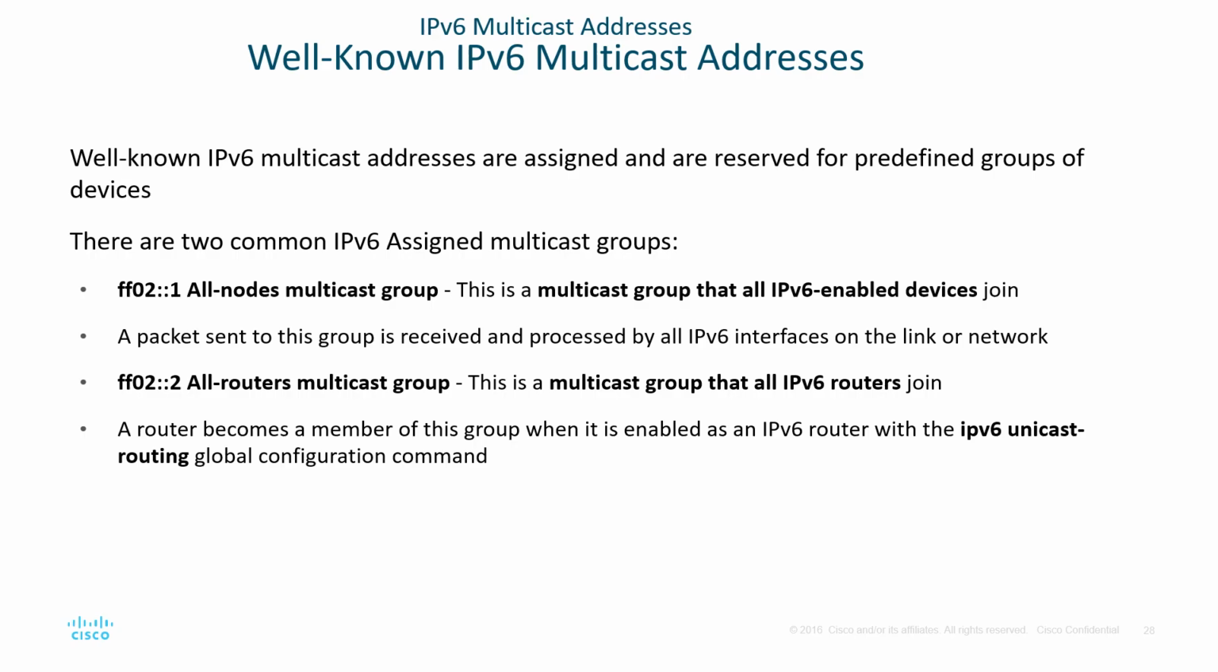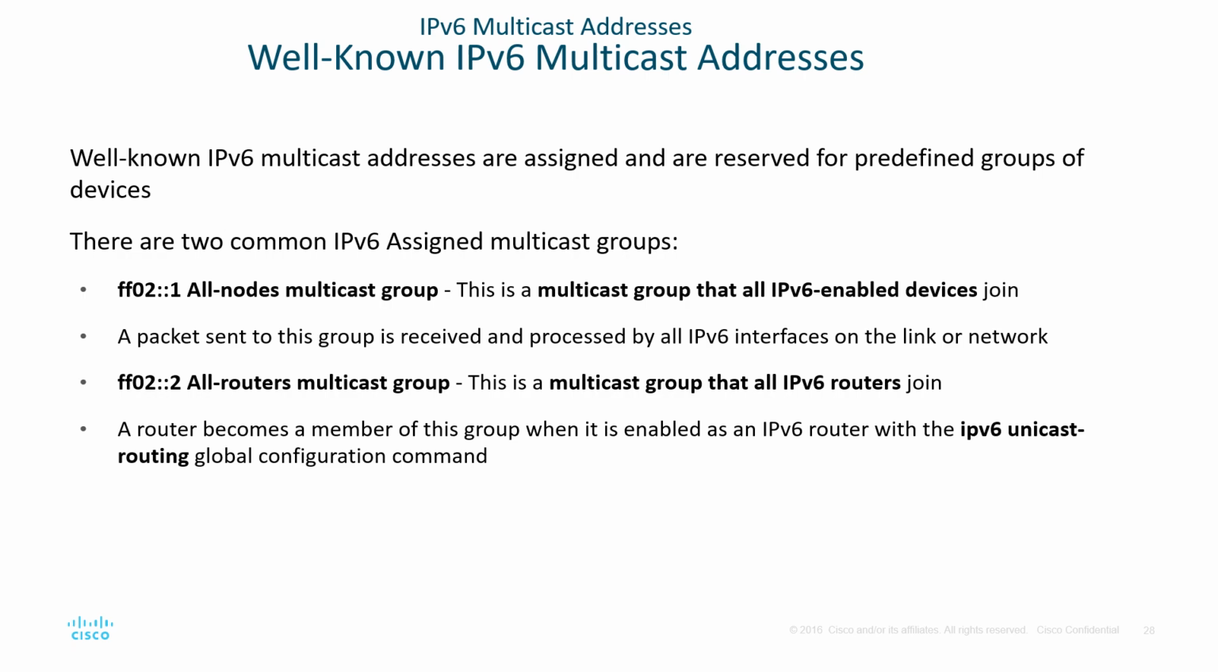The second is FF02::2, which is the all routers multicast group. And this is a group that all IPv6 routers will join. So within the all nodes group, a packet sent to this group is received and processed by all IPv6 interfaces on the link or network.